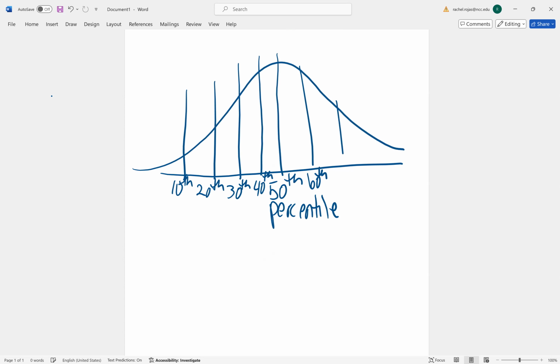Then we have the 60th, 70th, 80th, 90th, right? So that's how we could think of our percentiles. The 50th percentile would be the middle, the median. So let's go back to the notes with the definitions.